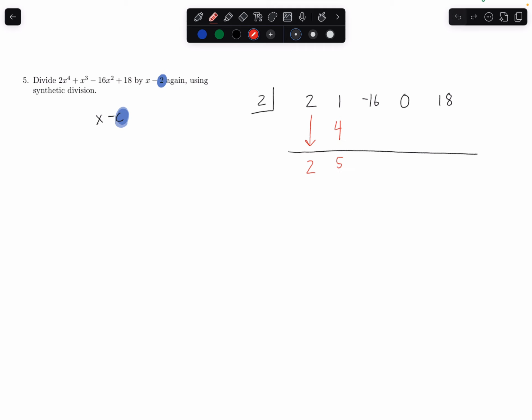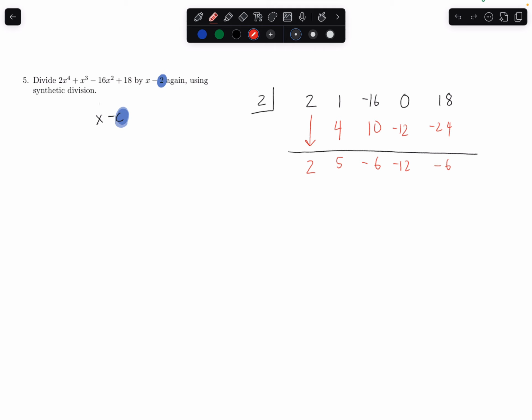So 5 times 2 is 10. And you add negative 16 plus 10 is negative 6. Negative 6 times 2 is negative 12. And add 0 plus negative 12 is negative 12. Negative 12 times 2 is negative 24. And you add, that's negative 6. Always this number here is going to be the remainder.